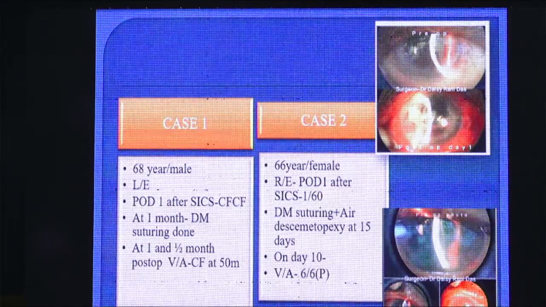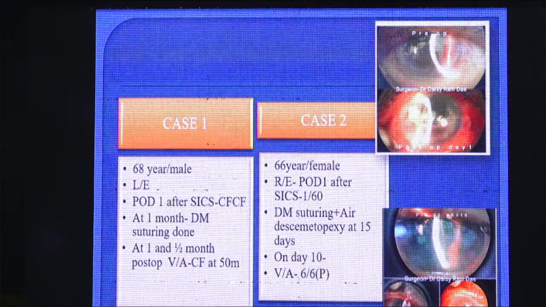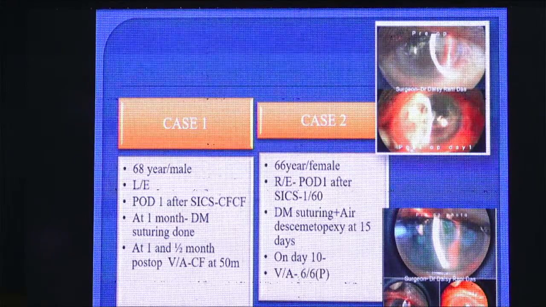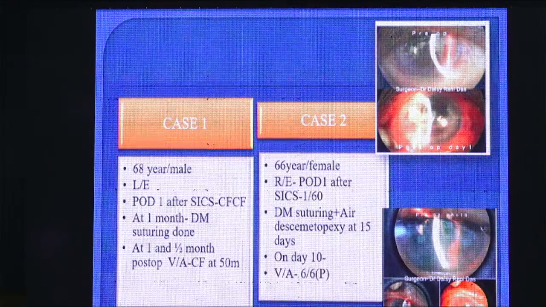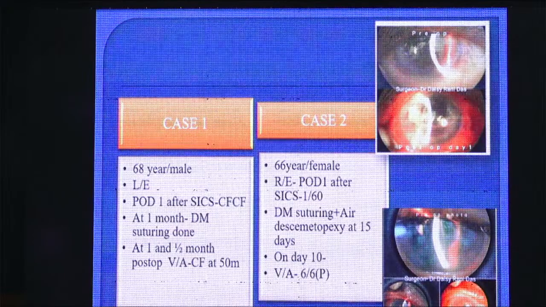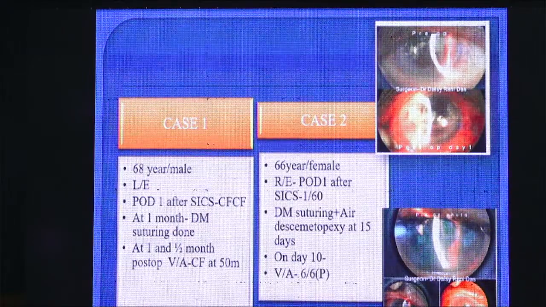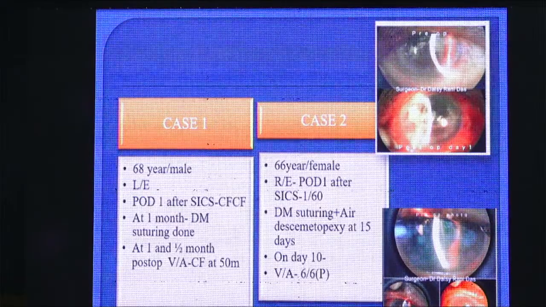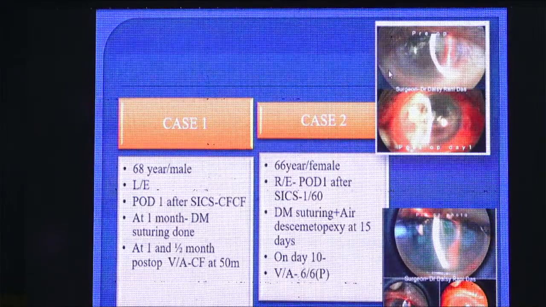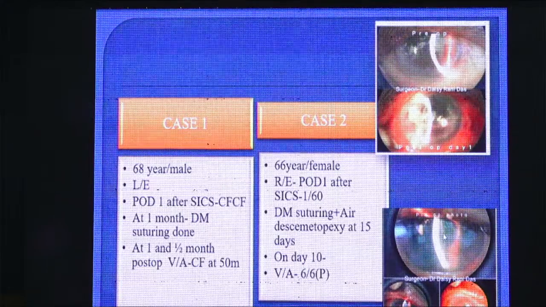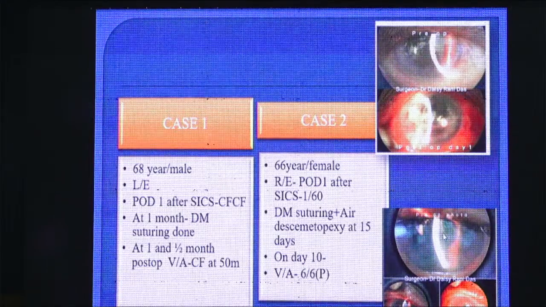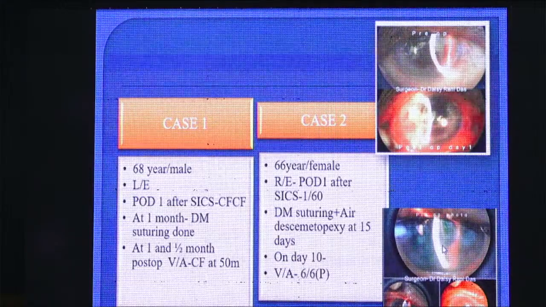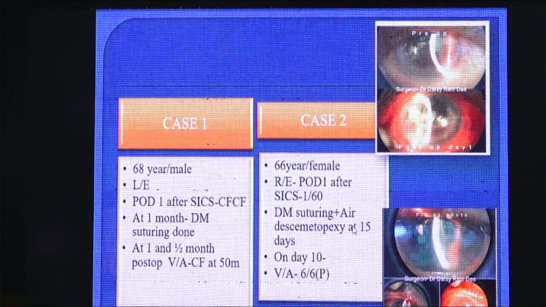Case 2 was a 66-year-old female presented with POD1 vision after SICS to be 1/60. For her, a combination of methods of DM suturing and air descemetopexy was done at 15 days post-op. So on day 10, her vision was 6/6 partial. Here in the slit lamp picture, we can see that there was an evident DM detachment that was non-planar, central in location, and depending on this optical section of the slit lamp, we underwent surgery for this patient.